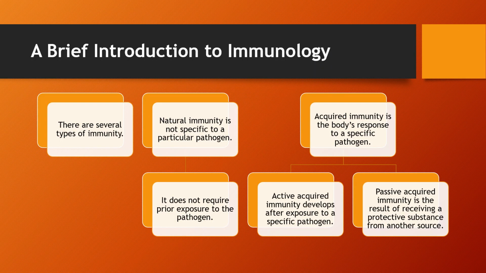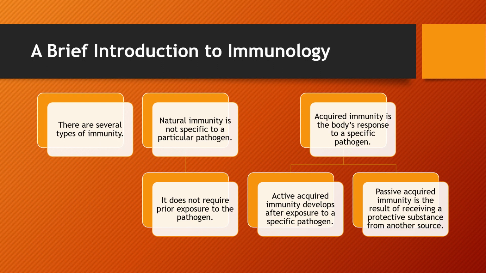There are several different types of immunity that can be divided into two broad categories: natural or acquired immunity. Natural immunity is not specific to a particular pathogen. It does not require prior exposure to the pathogen in order to have immunity. However, acquired immunity is the body's response to a specific pathogen.